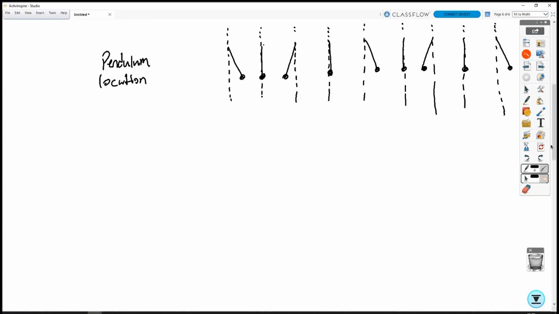So now, we're going to look at velocity and time. So let's recall the definition of velocity. The rate of change of displacement.